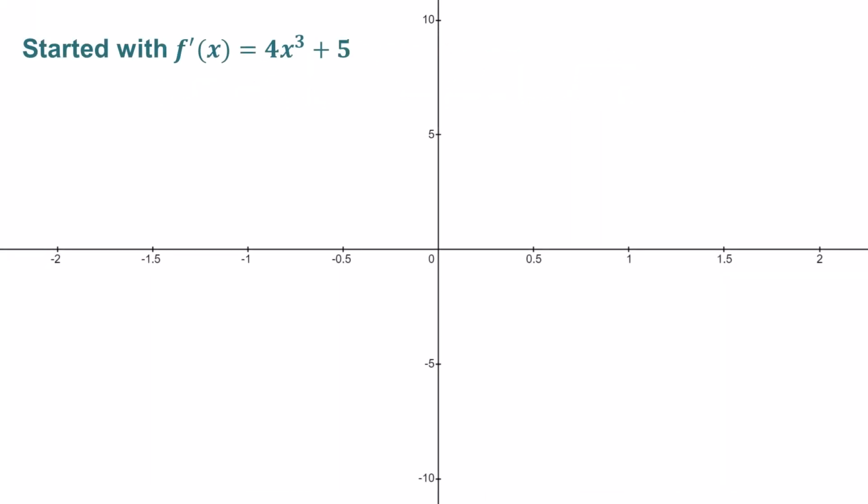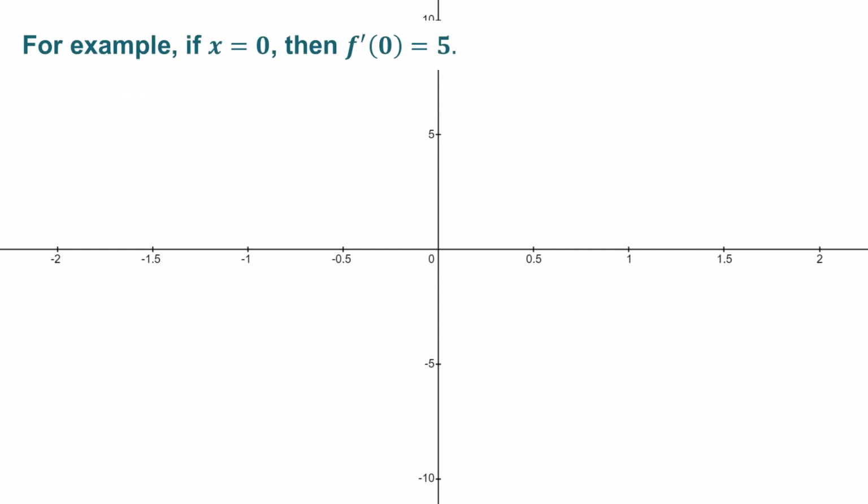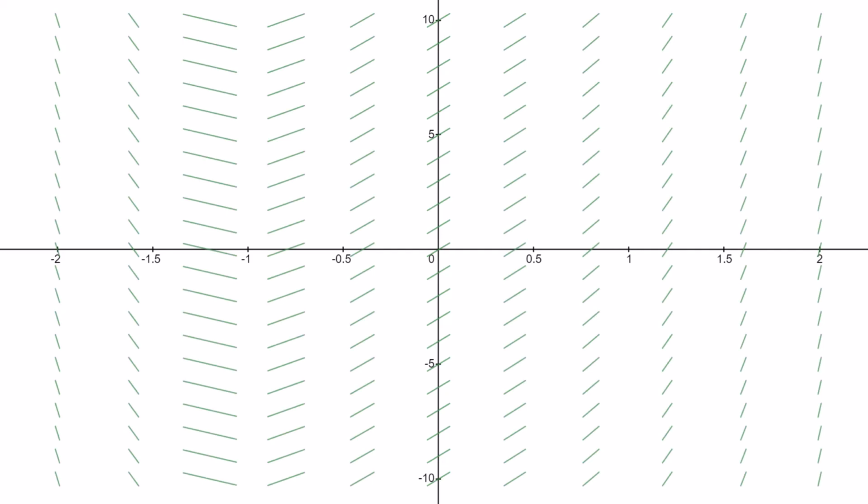We started with the fact that the derivative is f prime of x equals 4x cubed plus 5. This means that we know, for any value of x, the slope of the line tangent to f of x. For example, when x equals 0, we know that the tangent line has a slope of 5. Let's sketch the slopes for several values of x in what's called a direction field.